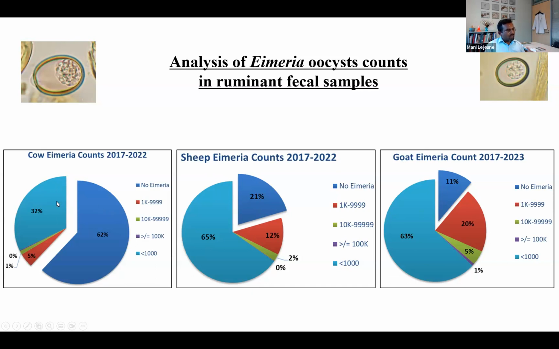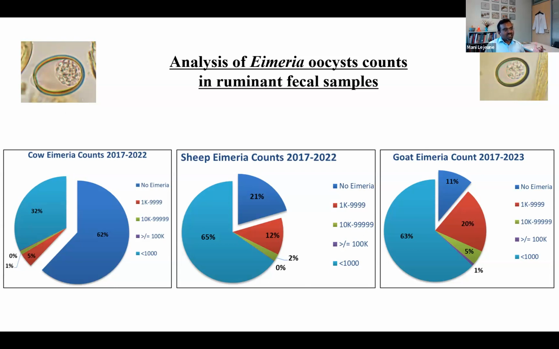And among those that tested positive for Eimeria, 32% of cows had Eimeria at less than 1,000 oocysts per gram. But in sheep and goat, almost 65% of those samples had less than 1,000 oocysts per gram. On the other hand, oocysts above 10,000 to 100,000 are a small fraction of the samples that we have tested, but these are related to mortality events. So we generally see a very high number of oocysts associated with death in animals.